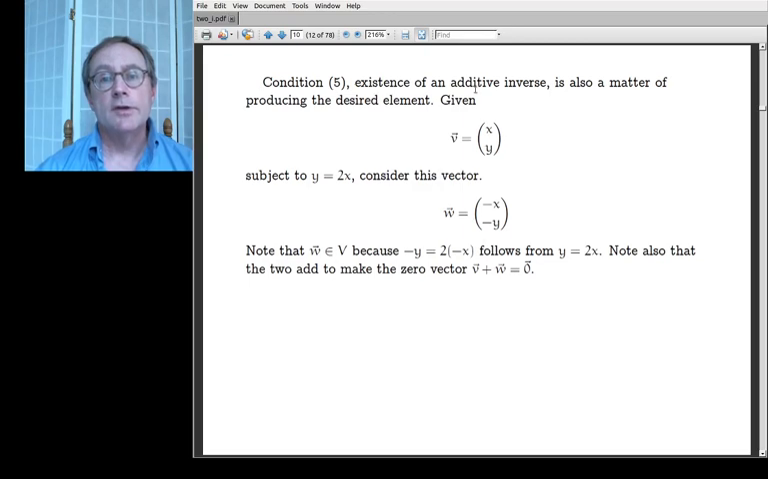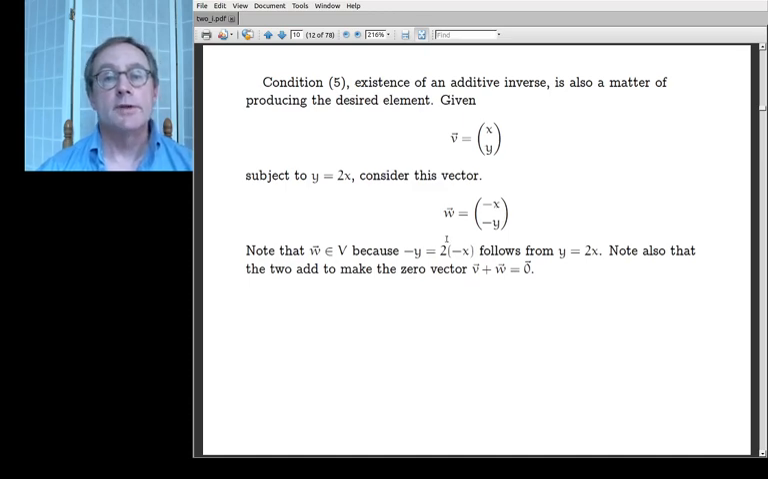Condition 5, same thing, says existence of an additive inverse. So you're asked to name it. If you're given a vector that's a member of the space where y is twice x, what would you add to this to make it equal 0, 0? I know everybody knows. The answer is you add minus x and minus y, and y equals minus 2x here. The only thing you have to worry about is, does minus x, minus y live in this space? If x, y is in this space, is the vector minus x, minus y in this space? The answer, of course, is yes, because if y is twice x, then minus y is twice minus x.